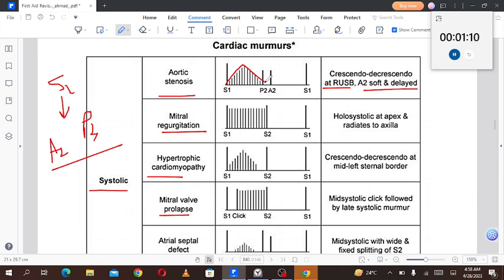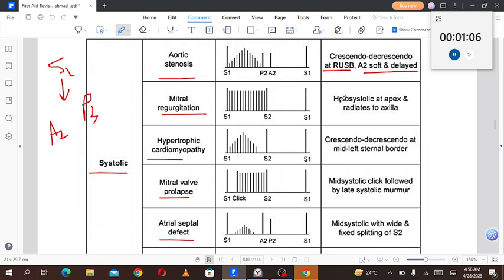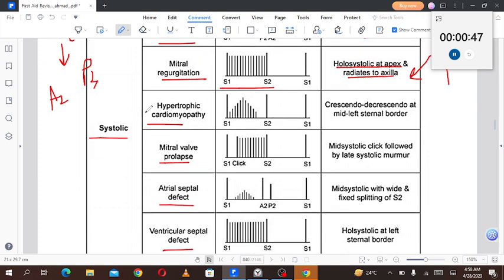Now there is mitral regurgitation. Mitral regurgitation produces a holosystolic murmur at the apex, and that radiates to the axilla. It is very important to remember these radiations: the murmur of mitral regurgitation radiates to the axilla. Here you can see we have S1, S2 heart sounds, and the holosystolic murmur is present. This murmur radiates to the axilla, and it is best heard at the mitral area, that is, at the apex.